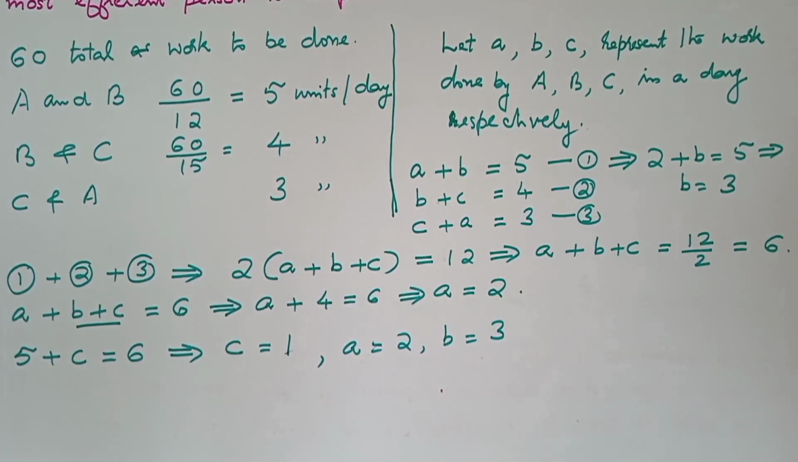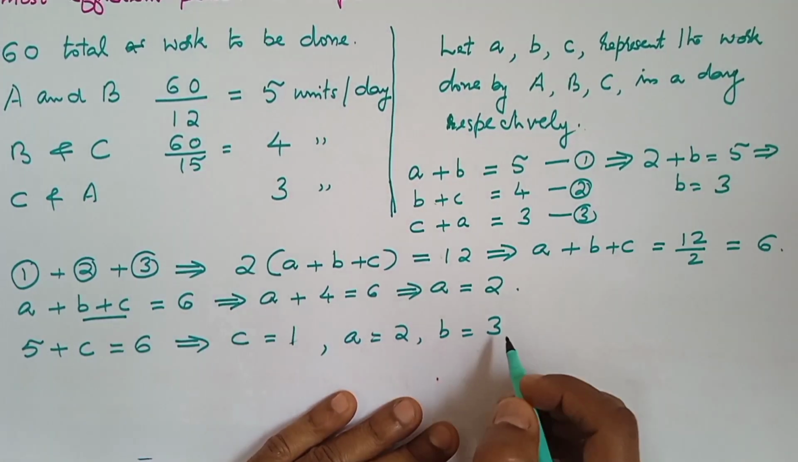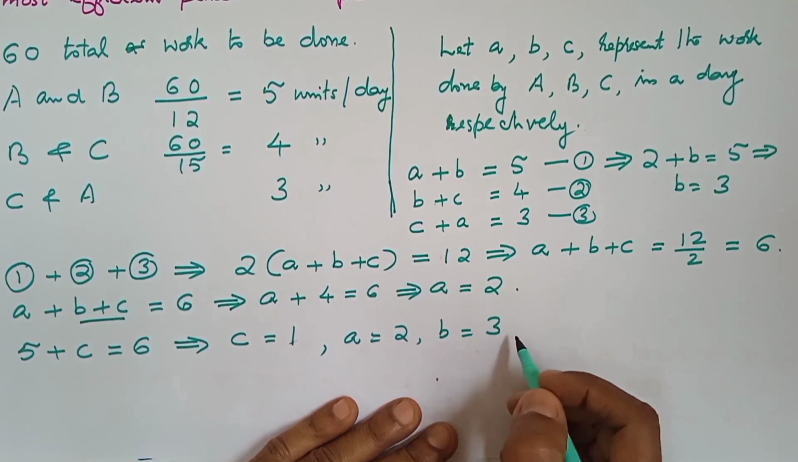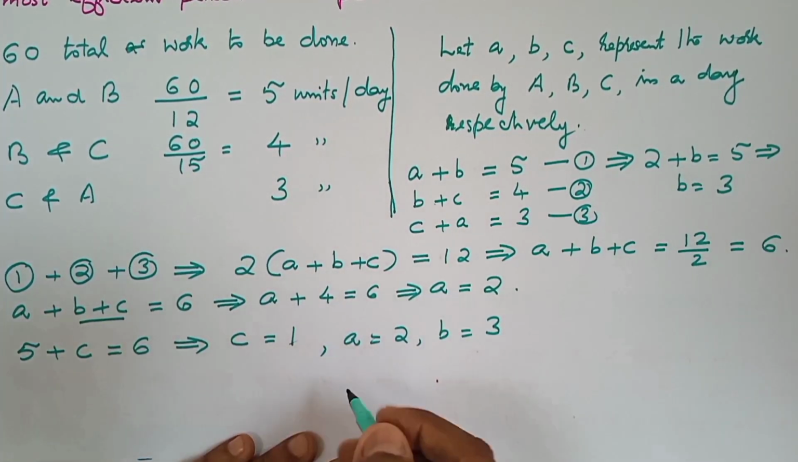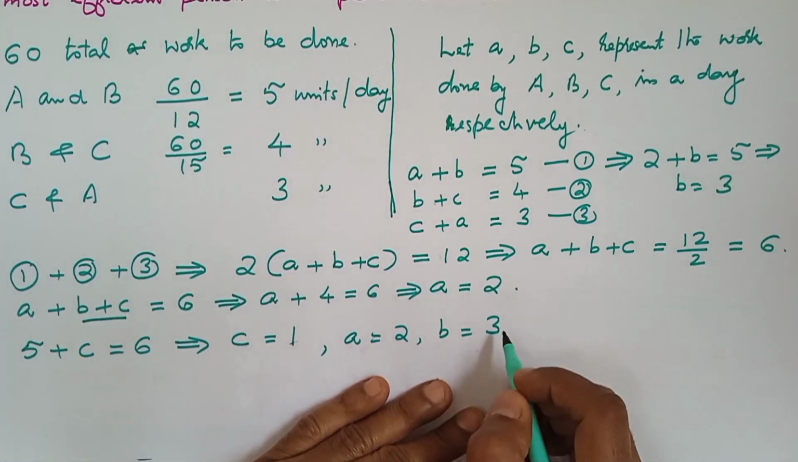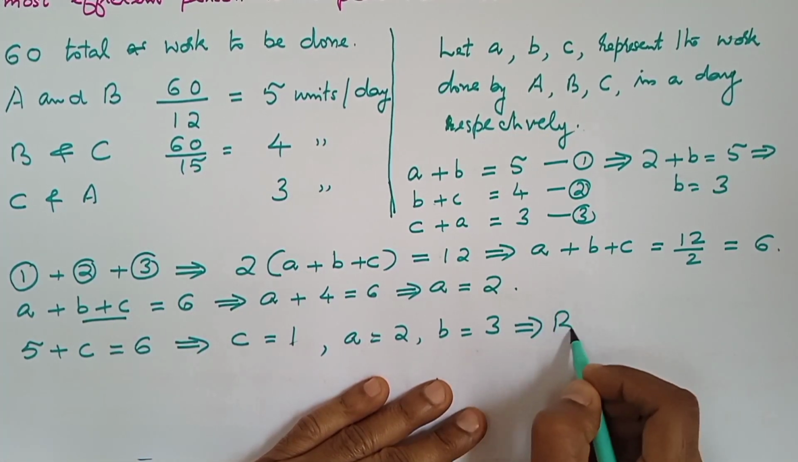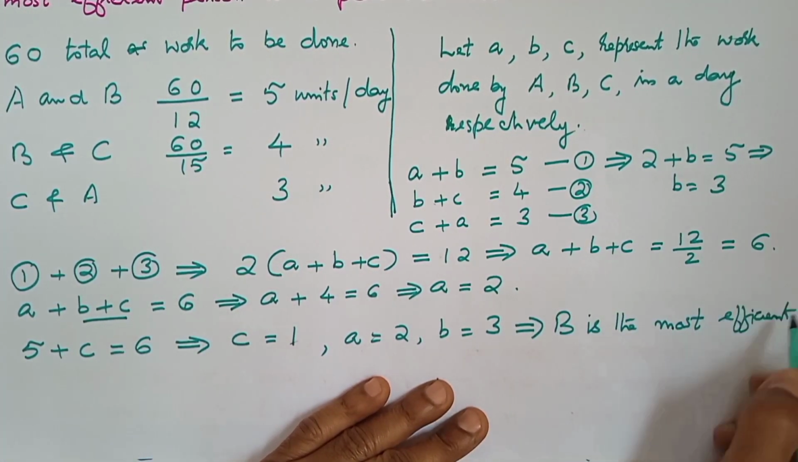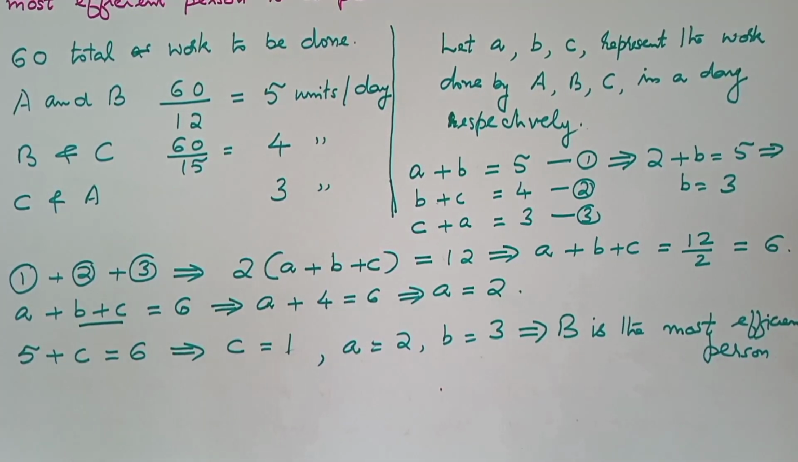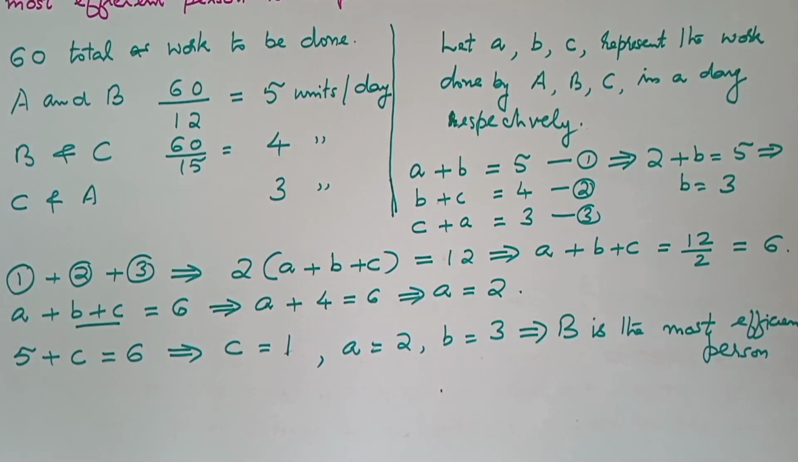Now who is the most efficient person? Obviously the one doing the highest amount of work on a daily basis, which of course is B. B does 3 units, whereas A and C do slightly less. So this implies B is the most efficient person. We are not asked to find the most efficient person. We are asked to find the number of days taken by the most efficient person, that's B, to complete the work.